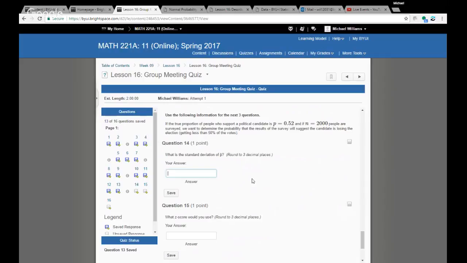So, oh wait, I was going to do the z-score calculation. Never mind. Yeah, so this is going to be the square root of p times 1 minus p divided by n, which gives us the standard deviation. So we take our p, which is 0.52, times that by 1 minus 0.52, divide that by our n of 2,000, then take the square root of all that.